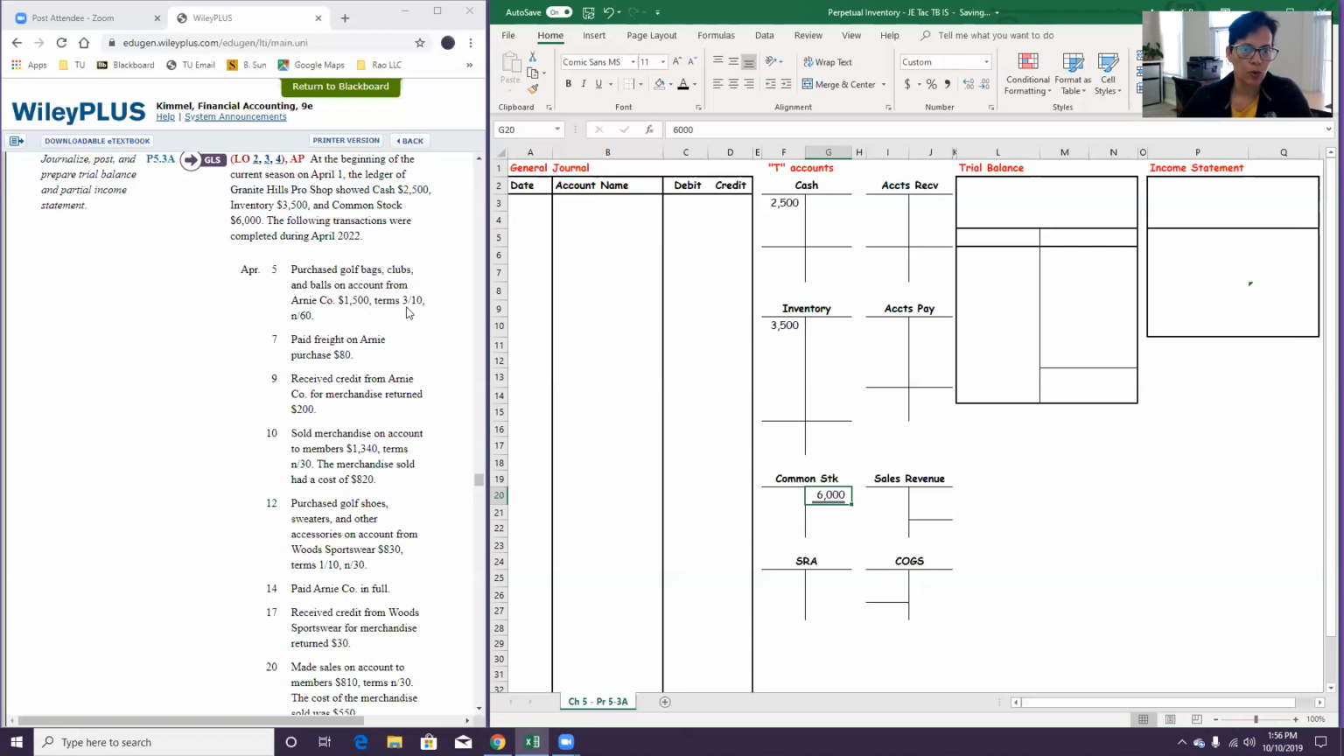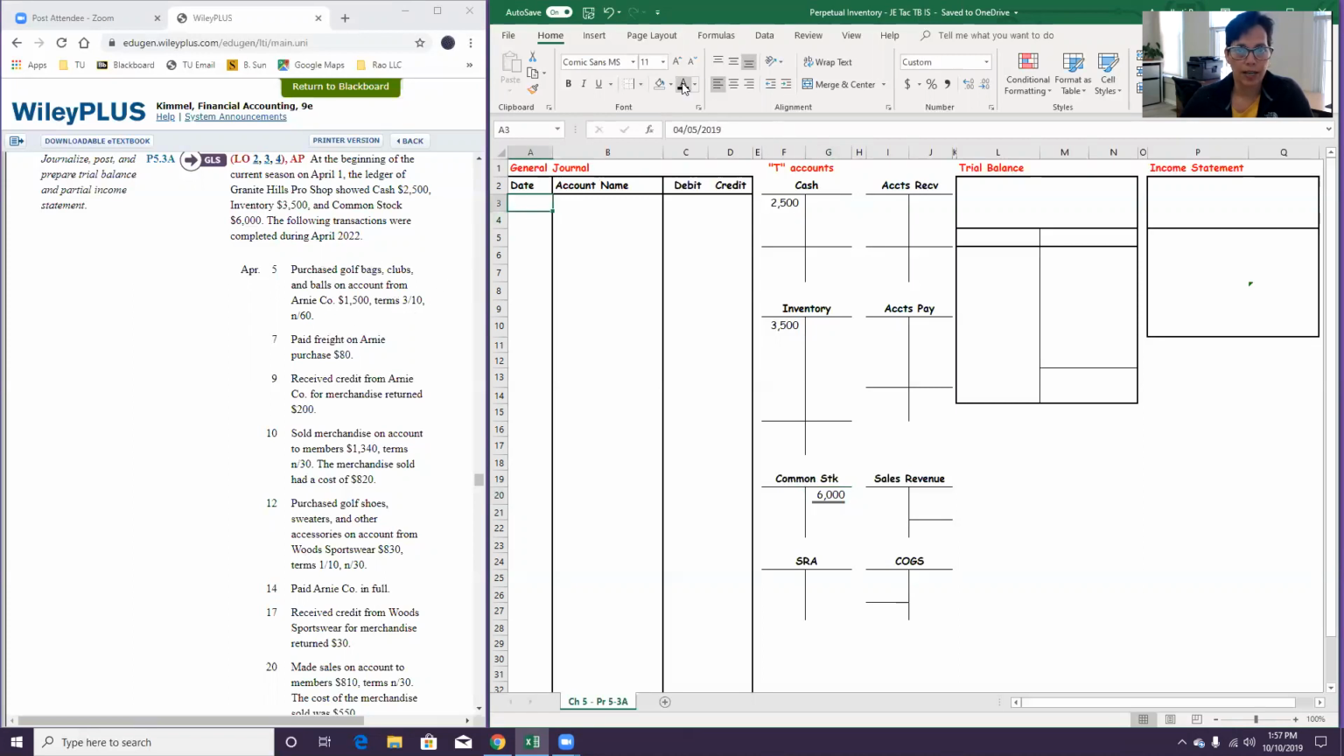The terms are 3/10, net 60. That means I will get a 3% discount if I pay within the next 10 days. Otherwise, I have to pay the full amount within 60 days. So the next 10 days, you start counting from the day after the transaction happened. The invoice is on April 5th, so you'll start counting from April 6th onwards. You have 10 full days to make the payment and get the 3% discount. Otherwise, you pay the full amount in 60 days.